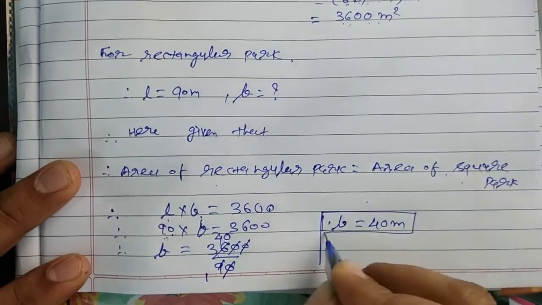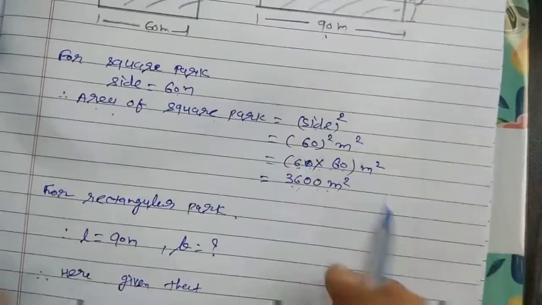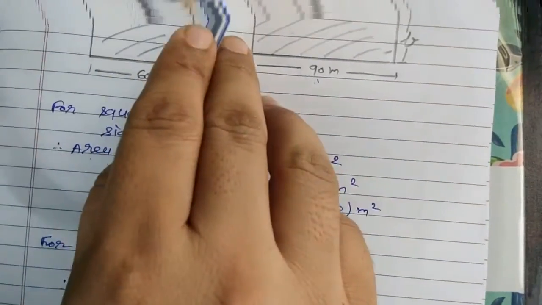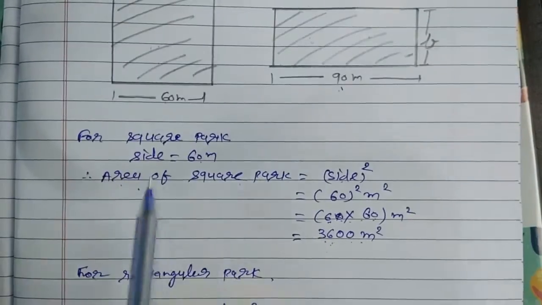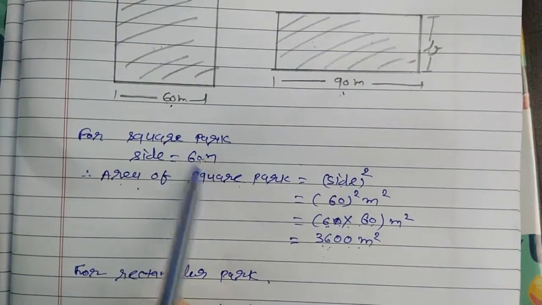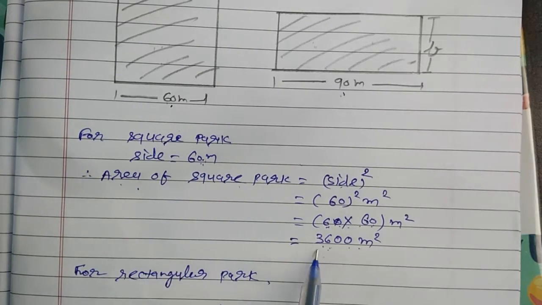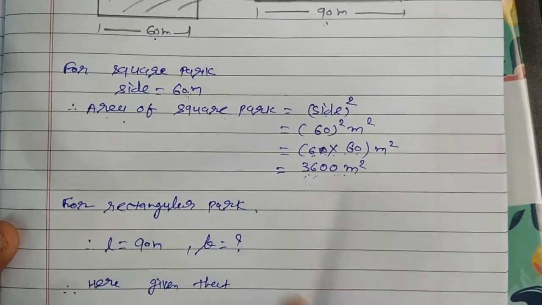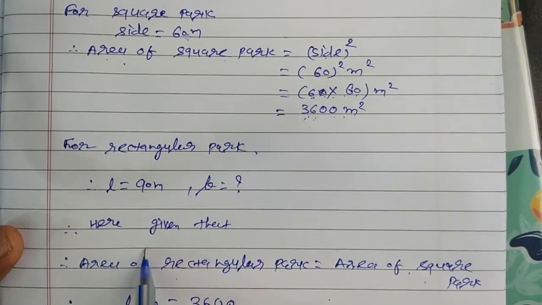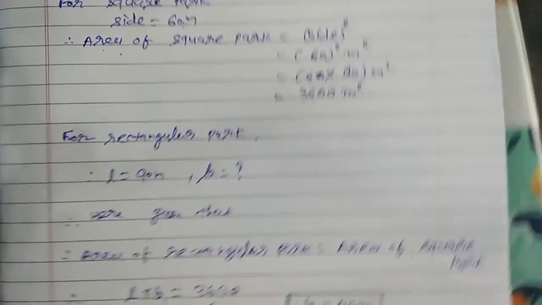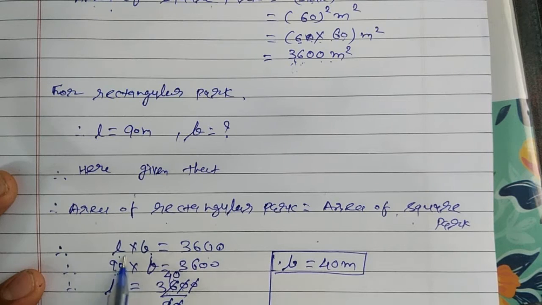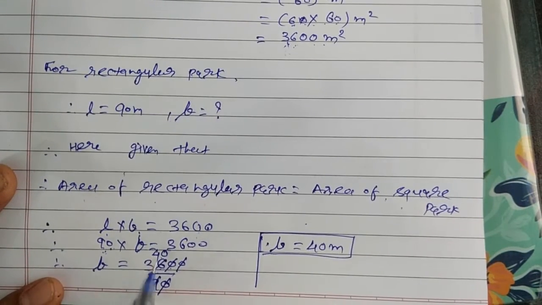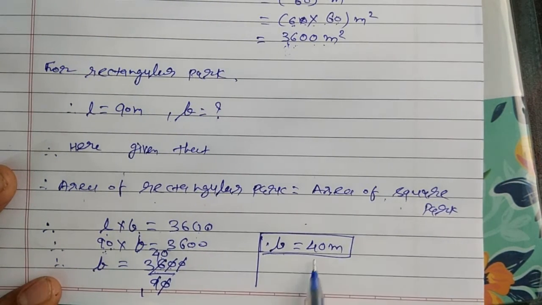So here we have found the answer, that is, find the breadth of the rectangular park. So what we have done, we have used the information of the square park, the side is 60 meter. We have found the area, which is 3600 meter square, and it is given that the area of the rectangular park is equal to the area of the square park. So this 3600 we have used here. So length multiplied by breadth, that is nothing but the area of the rectangular park, is equal to 3600. We have put the 90 and then we have done simplification. We got the breadth, that is 40 meter.